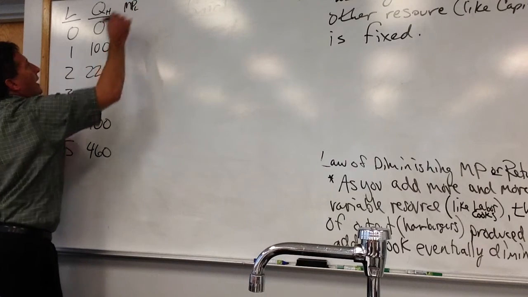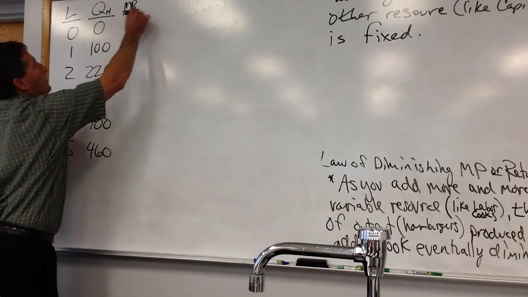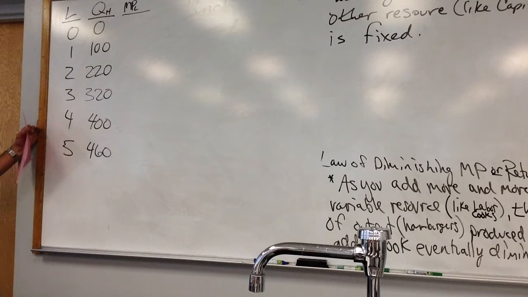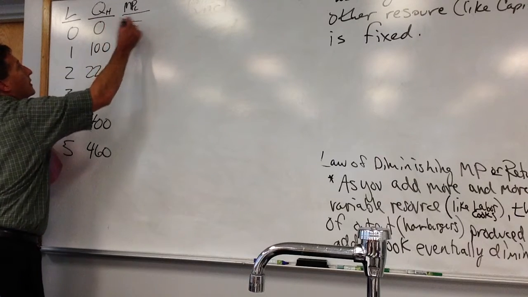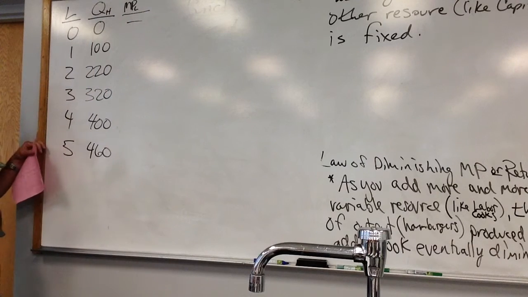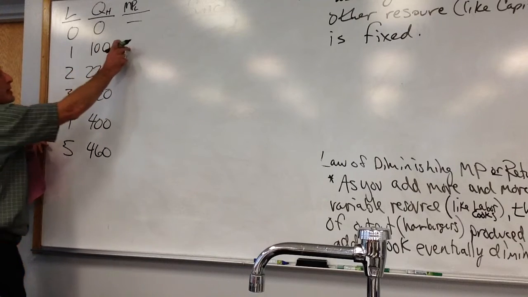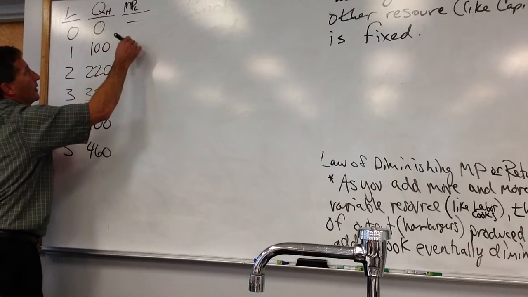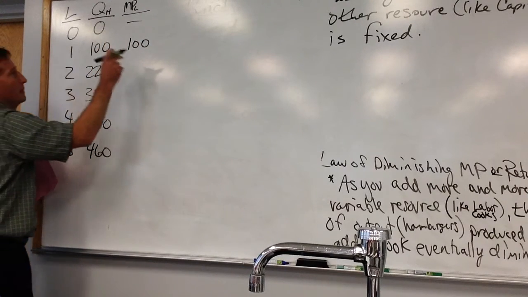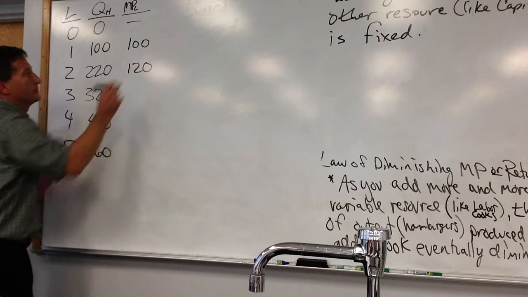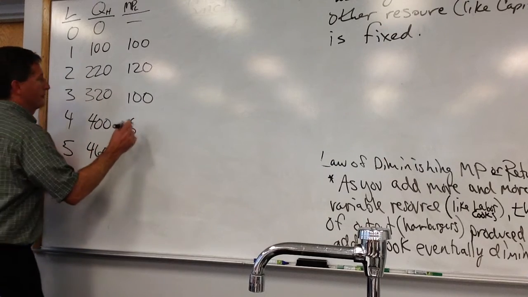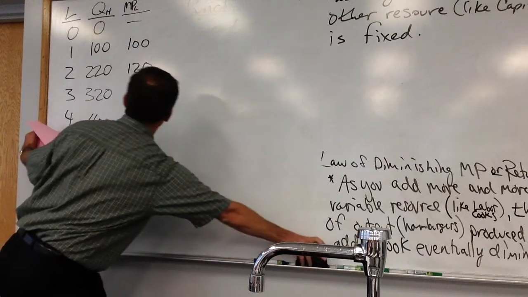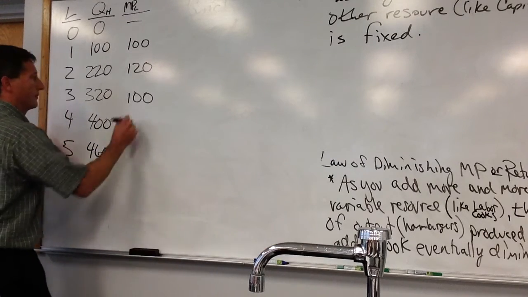Next column I want to look at is the marginal product of labor. That is the change in hamburgers I get from each additional person. We were doing this already. So it's kind of undefined, doesn't make sense at 0. The first unit of labor gave me how many hamburgers? 100. The second unit of labor gave me 120. And then we got 100, 60. It's 80, that 80, one's 60. 80. And then the last one's 60.